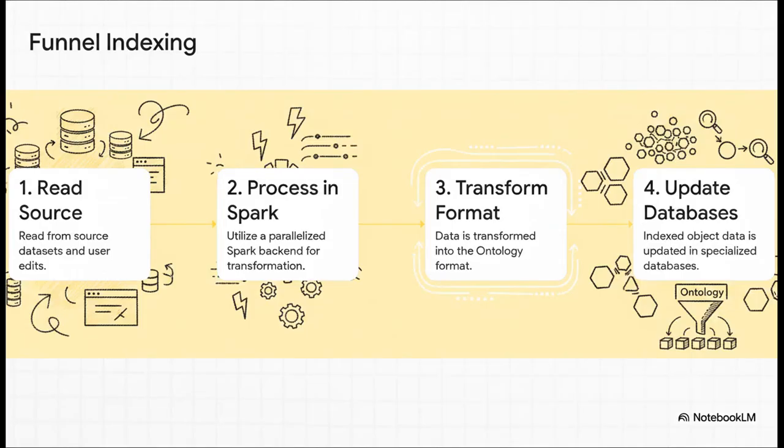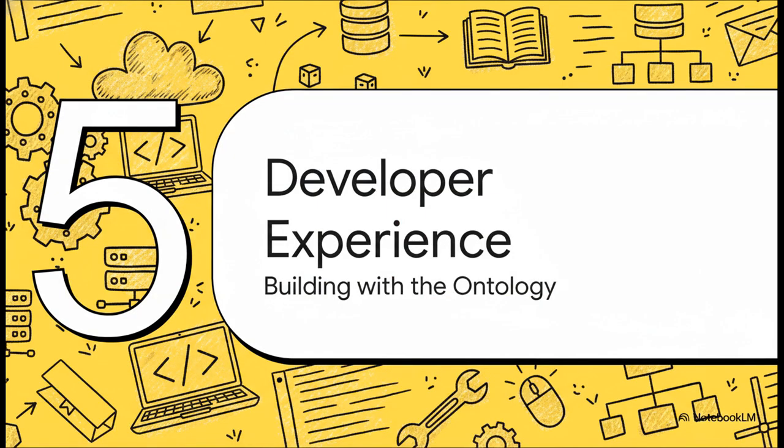So what's powering all this performance? It's a data ingestion process they call the funnel indexing pipeline. Basically, it reads from all your source data sets, chews through them in a parallelized Spark backend, transforms all that raw data into the proper ontology format, and then pushes those updates into specialized object databases, all primed and ready for those high-speed queries.